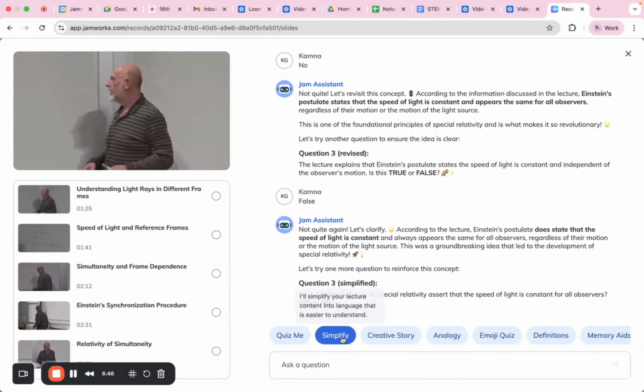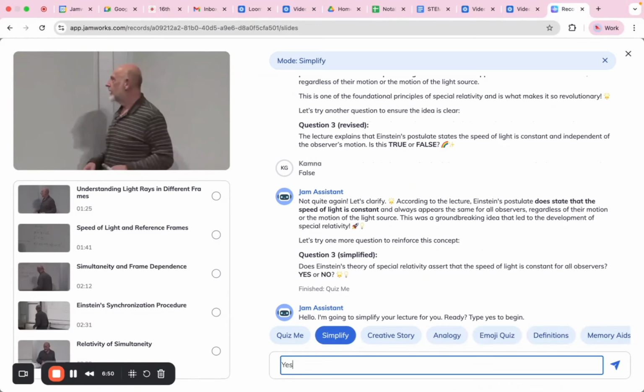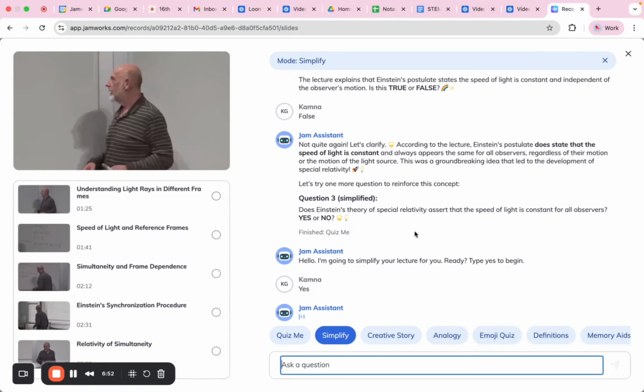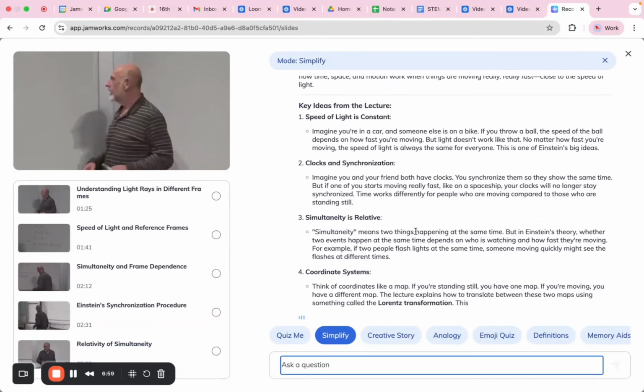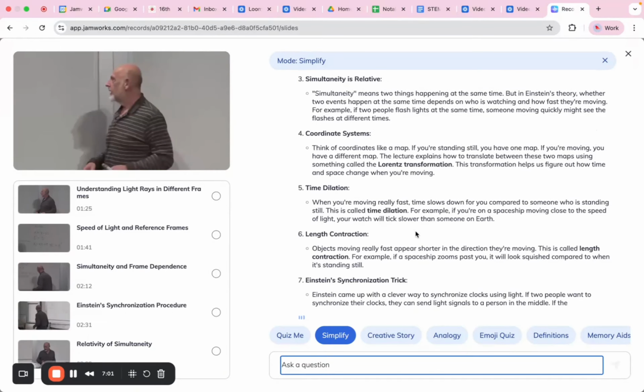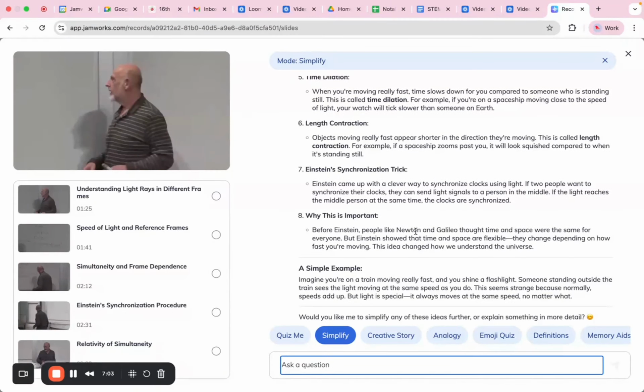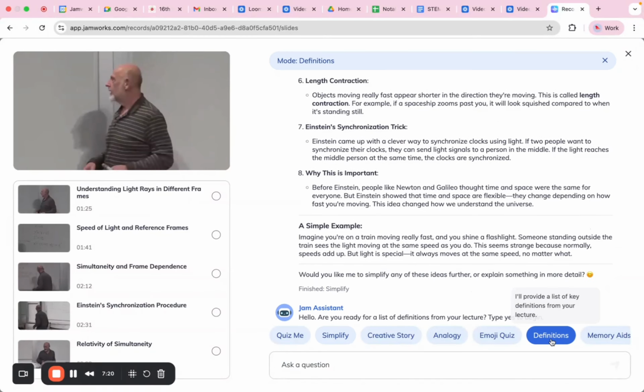The next prompt we've got is Simplify. The Simplify feature allows students to rewrite complex technical explanations into clearer and more accessible language. This helps reduce cognitive overload while maintaining subject accuracy and supporting students who find dense STEM language challenging.